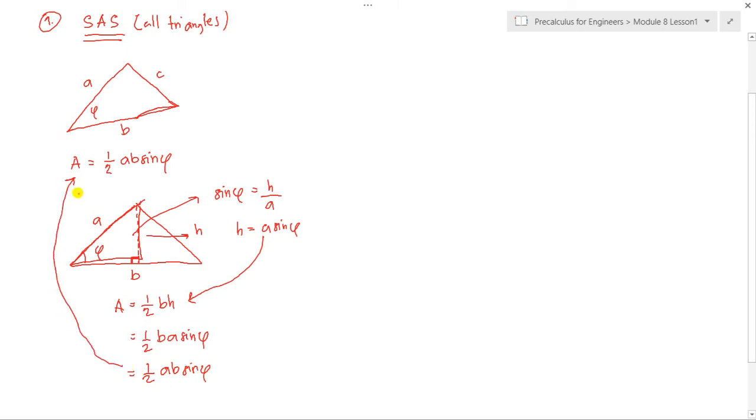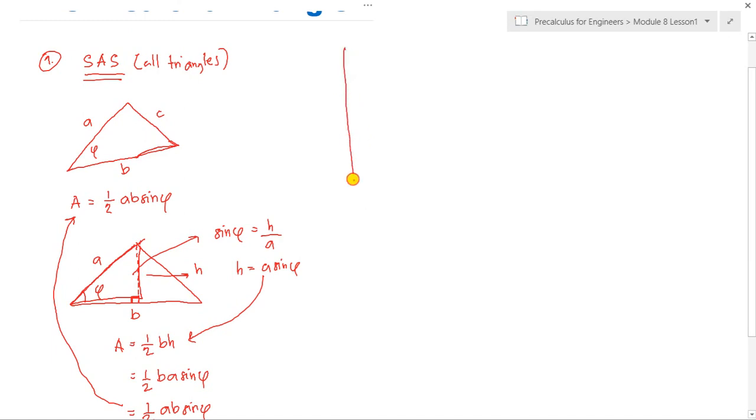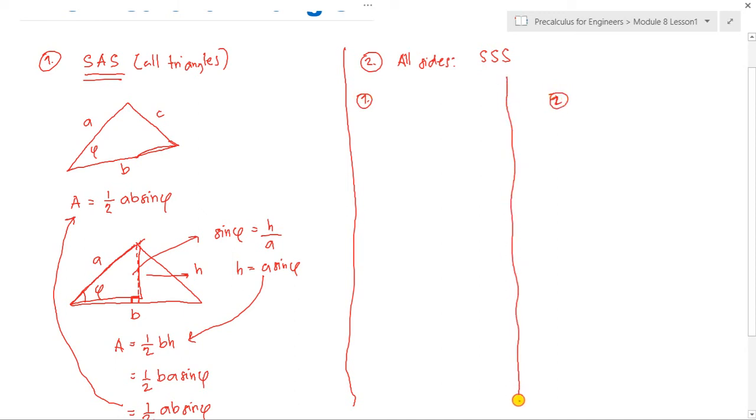That is if the given in the problem is side, included angle, and side. How about if what is given is all sides, that is SSS? Then we have a second method. If only the three sides are given, actually you can get one included angle so you can use 1/2 AB sine theta. If we are given A, B, and C in this triangle, we can get gamma. So what we are looking for is area equals 1/2 AB sine gamma.